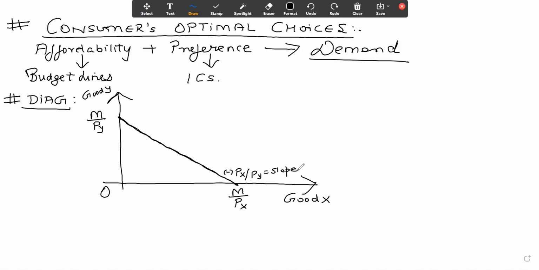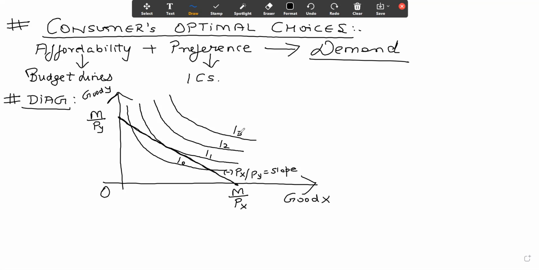And then guys, we have a family of indifference curves. So this is one indifference curve. This is another indifference curve. This is another indifference curve. I can draw a family of indifference curves called the indifference map. So suppose this is I0, this is I1, this is I2, this is I3. These are all indifference curves.